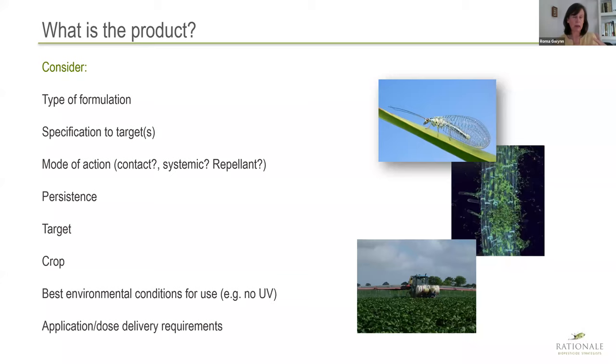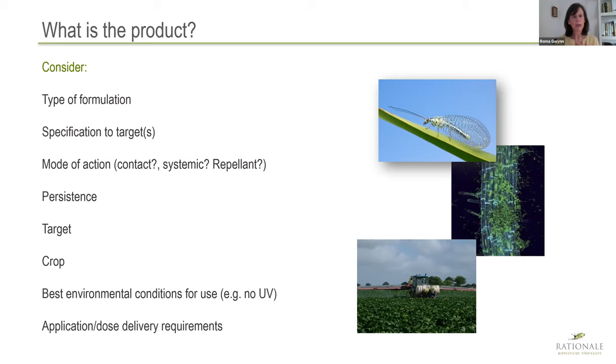And very importantly, we need to know what the mode of action is. So is this a contact acting product? Is it systemic? Is it repellent? Because this is critical to how you design your trial. We also need to know, is the product persistent? We need some repetition of the target. We also need to know what crops we expect it to work on.